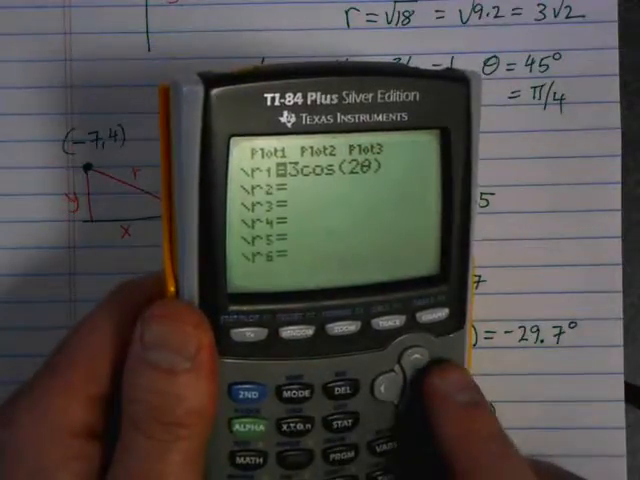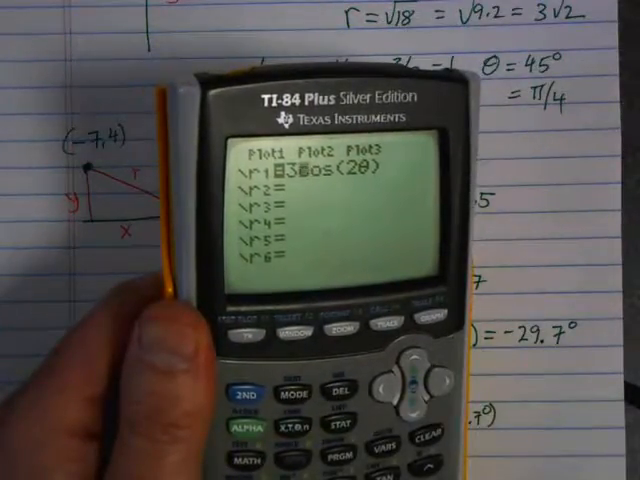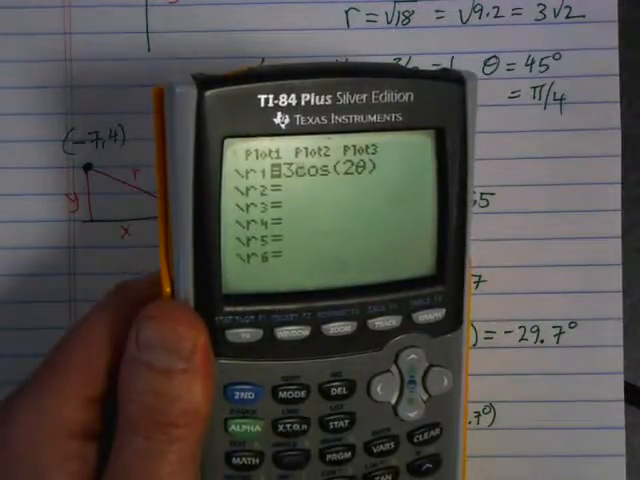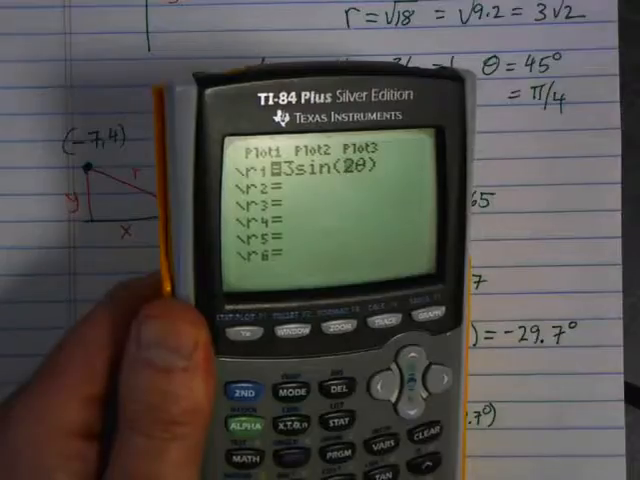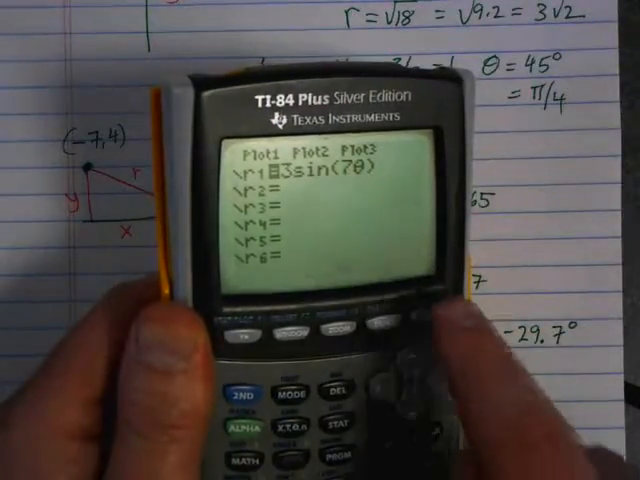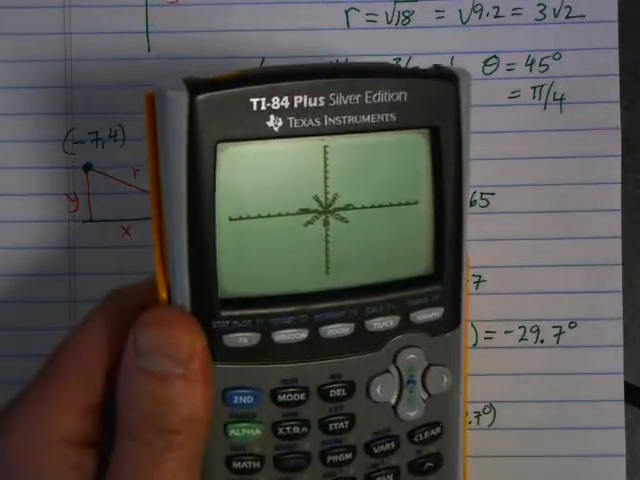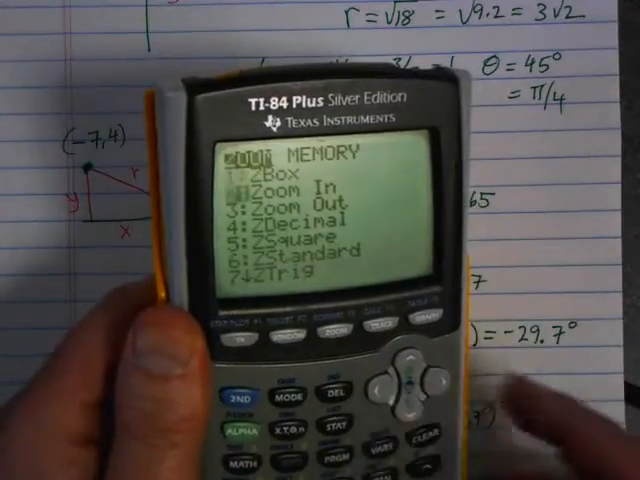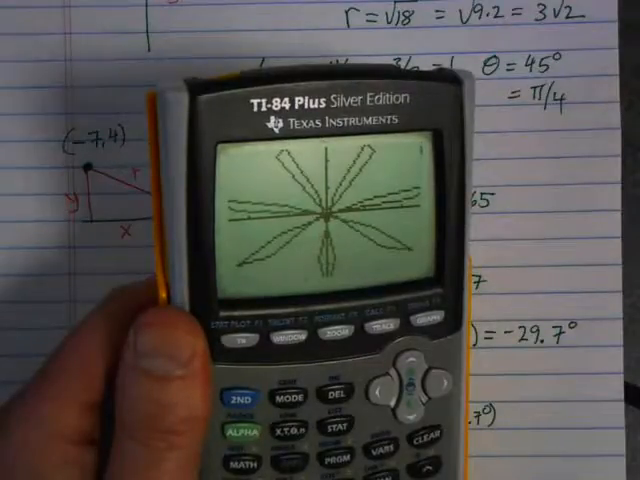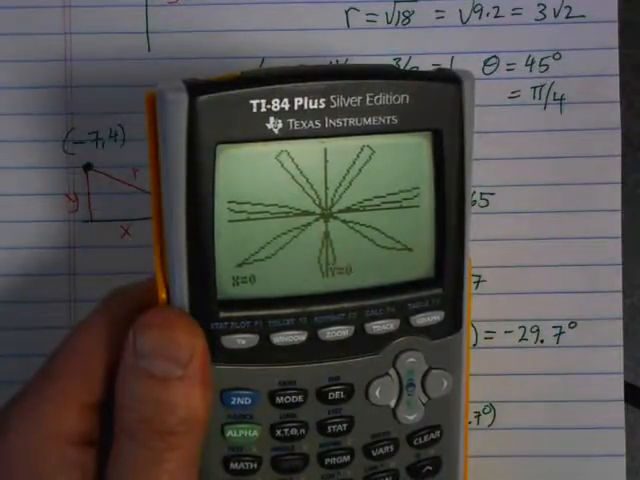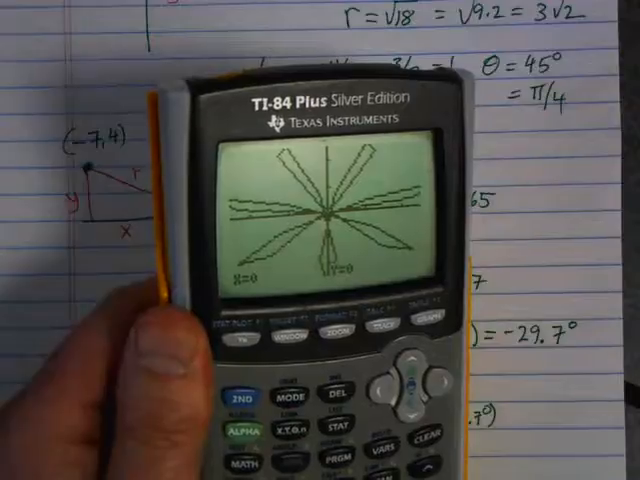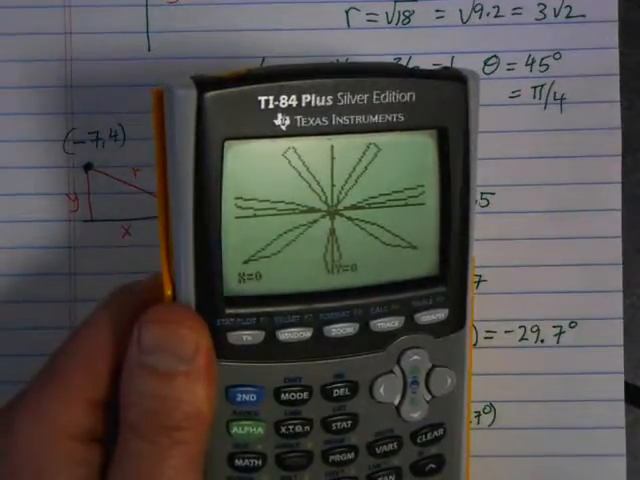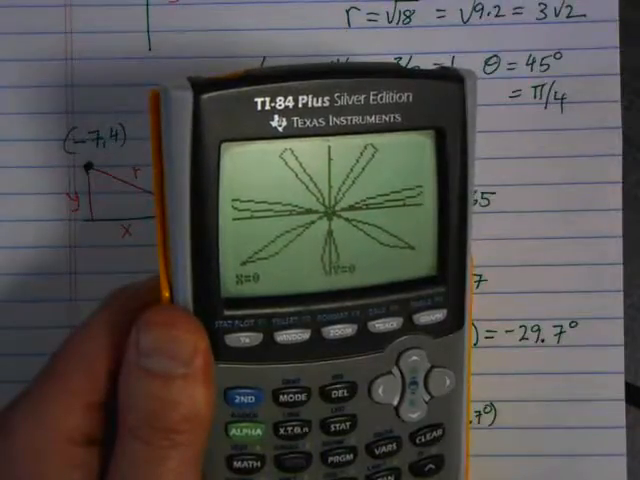Give me something else you want to try. Instead of cosine, how about we try sine? And let's change that to a 7. Zoom in a little bit, maybe. So what would you call that? Count again, there's 7. That's a 7-petal rose.